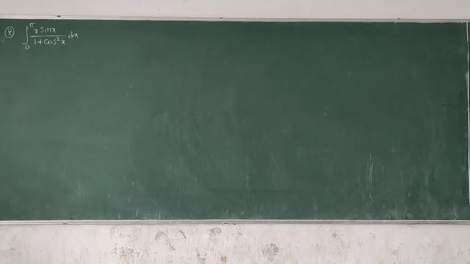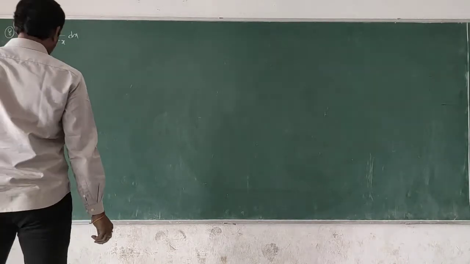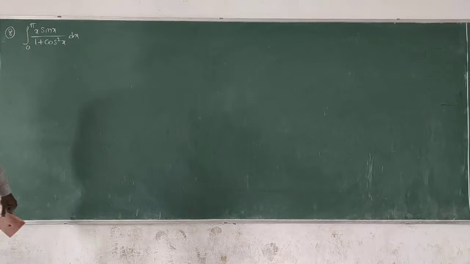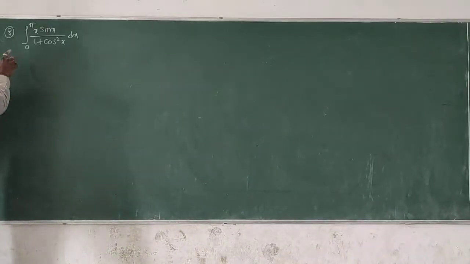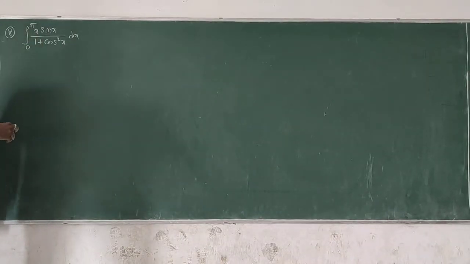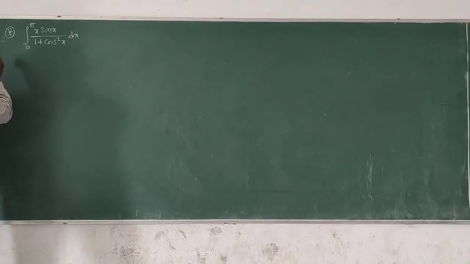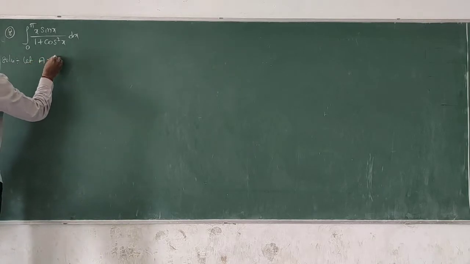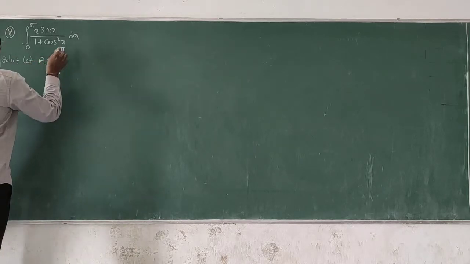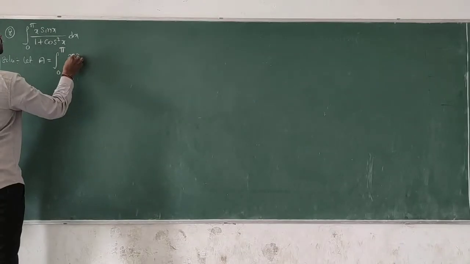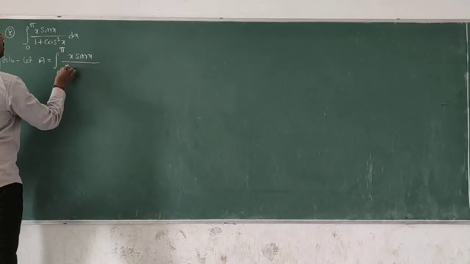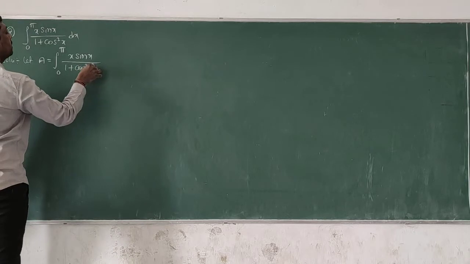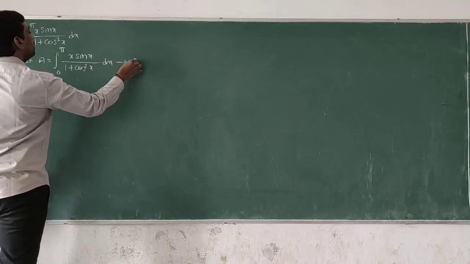Yes, students. Next continuation question is also a 7 marks question. In 7 marks questions, the 8th one: integration 0 to pi x sin x by 1 plus cos square x. In order to solve this one, here also let A equal to integration 0 to pi x sin x by 1 plus cos square x dx. Take this as the first equation.